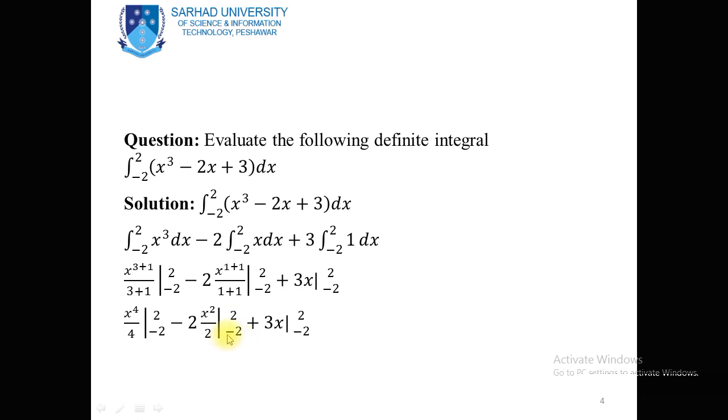First of all, put the upper limit and then put the lower limit, and then the result which we obtain after putting the lower limit should be subtracted from the result which we obtain by putting the upper limit in the obtained result. So this is very simple: first evaluate the given function, then put the upper limit in the obtained result, and then put the lower limit in the obtained result.